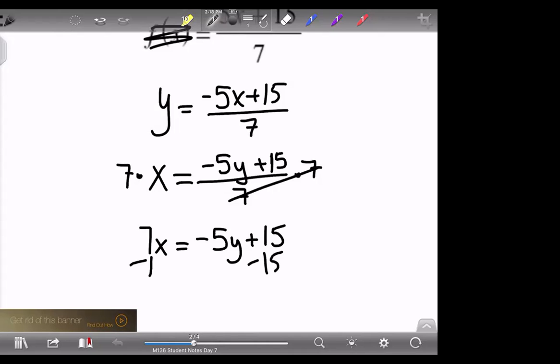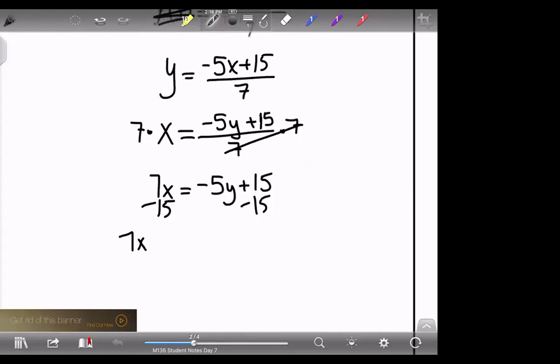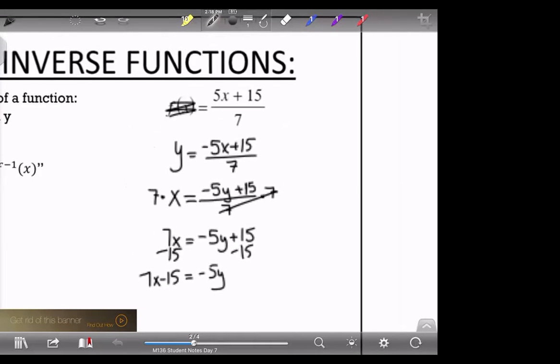Subtract 15 from both sides. So 7x minus 15 equals negative 5y. Pause. I have a negative in front of my 5 that doesn't exist. So if you look back up here, this 5 was positive, and for some reason I wrote a negative. So go back through and get rid of those negatives. So I'll give you a second to fix that. My apologies for that.